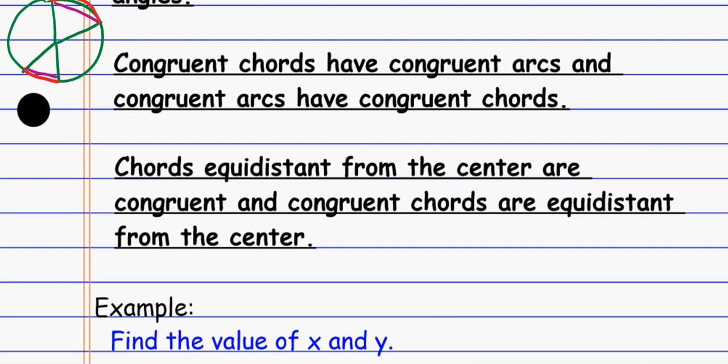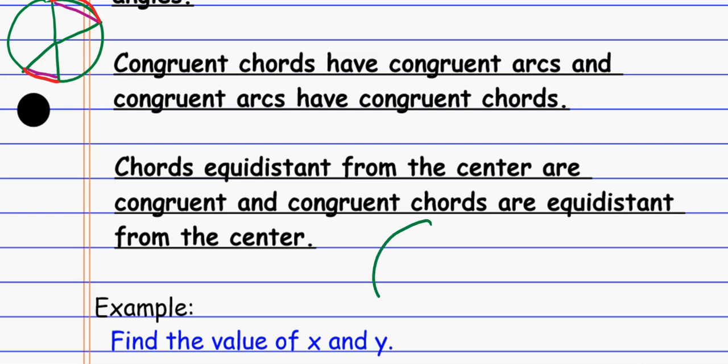And then this last one: chords equidistant from the center are congruent, and congruent chords are equidistant from the center. This is kind of the one that stands alone. The rest of those theorems are all based on that relationship of those three pieces. This one is just a little bit different.